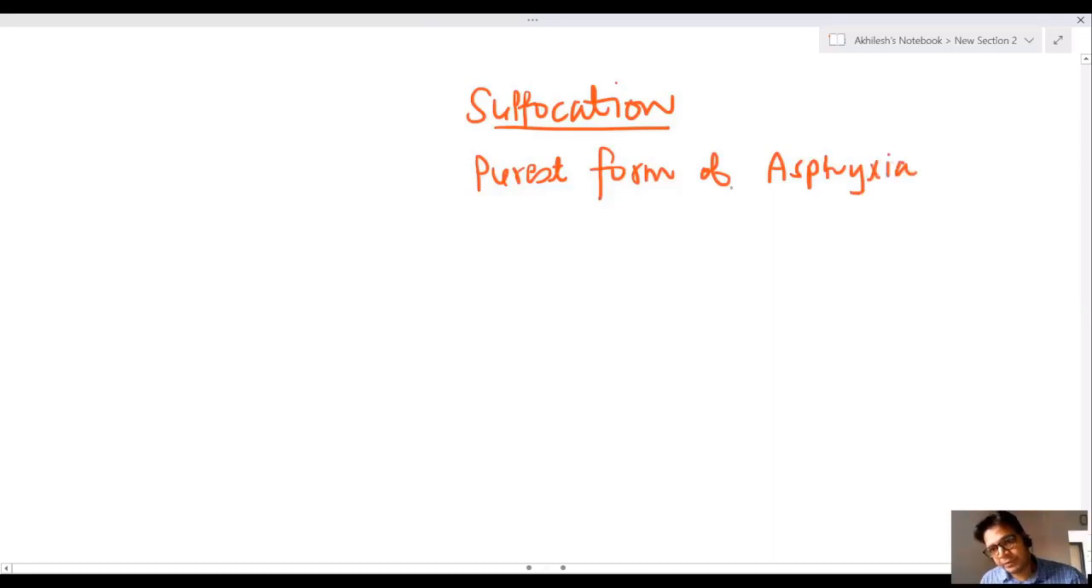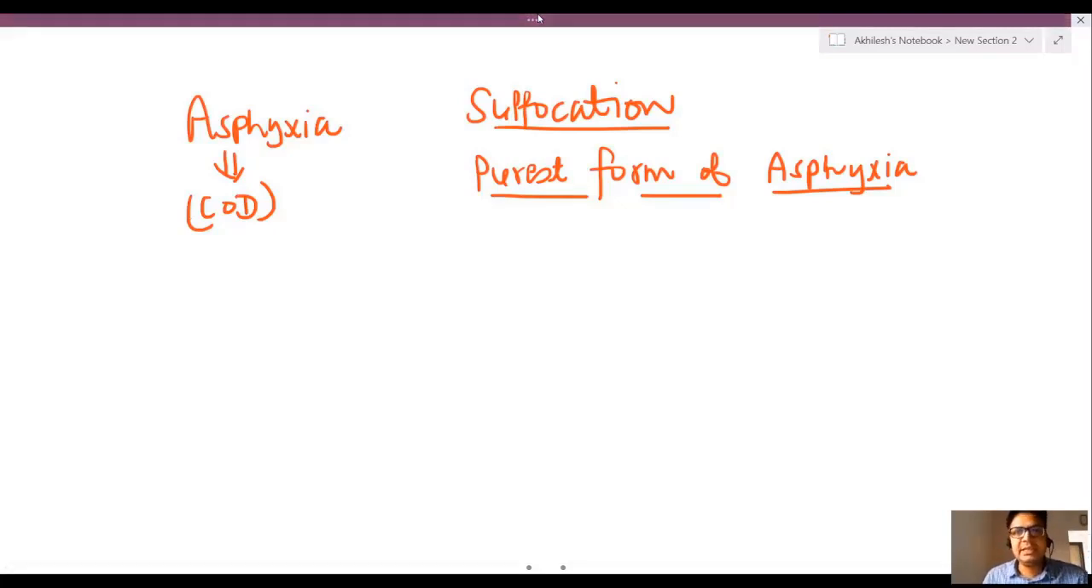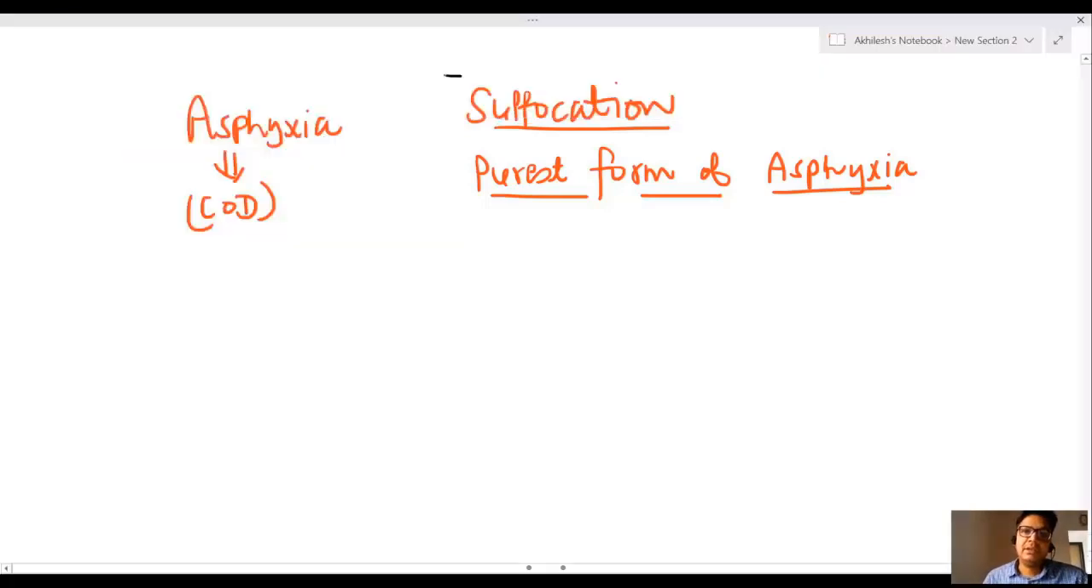Why do we consider it the purest form of asphyxia? Here asphyxia is always the cause of death, no other cause of death. This is suffocation, dam ghutna. How does a person get suffocated?